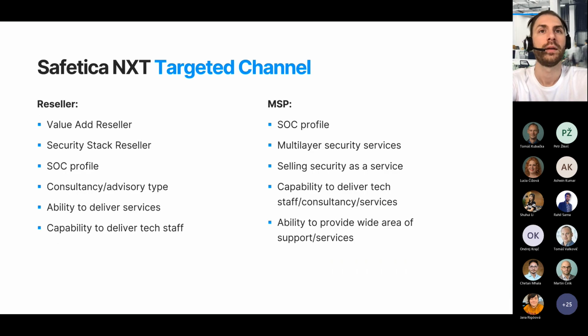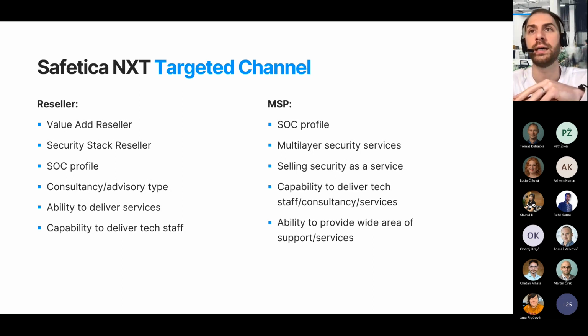Okay. So what about the targeted channel? We are targeting 2 basic partner or channel groups. The first are the traditional resellers, but especially the value-added resellers, and the other are MSPs.